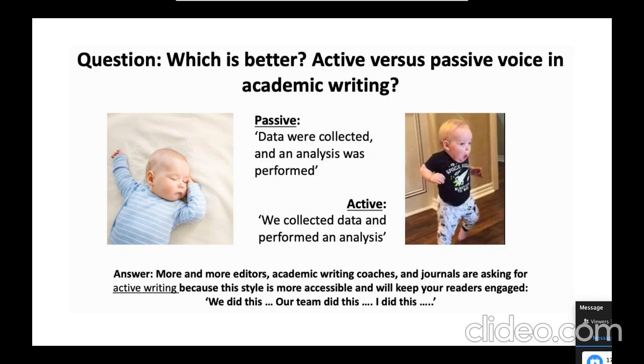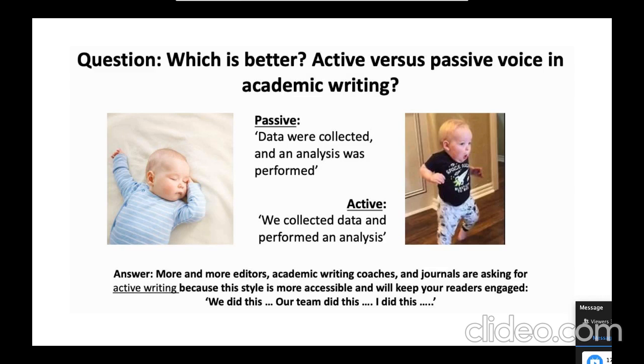more and more academic journal editors, more and more English language trainers, and more authors are moving towards the position where active voice, active writing is a better way to communicate a message. If you look at the articles published in leading high impact factor journals like Nature, like Science, for example, you will see that most of them are written in the active voice. Editors want this in these journals because it's much easier to communicate. It's much more effective as a communication tool.